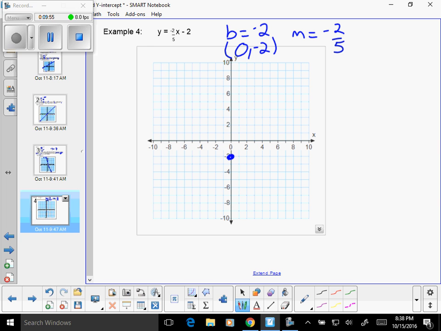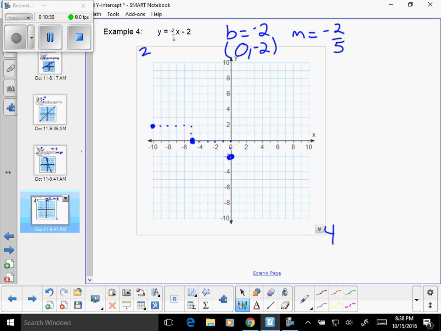Negative means I want to be in quadrants 2 and 4. I want to go down my line. So I'm going to go 2 up, 1, 2, and then 5 to my left. 1, 2, 3, 4, 5. 1, 2, up, 1, 2, 3, 4, 5 to my left.